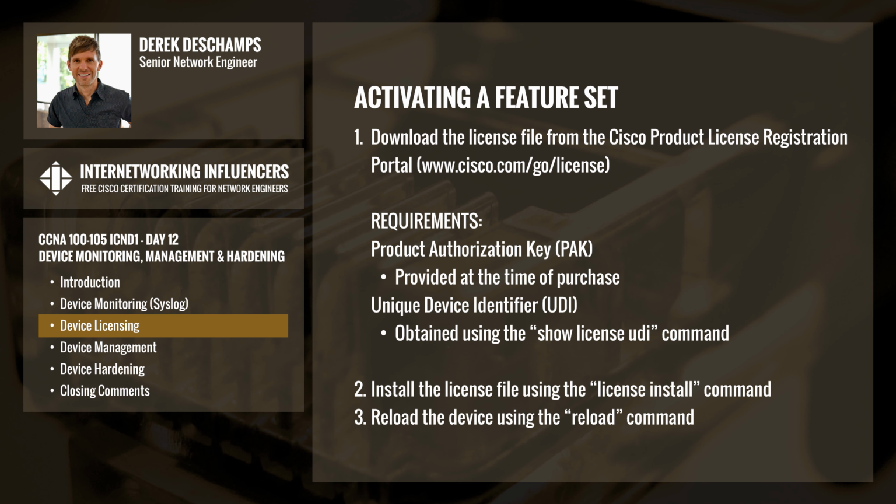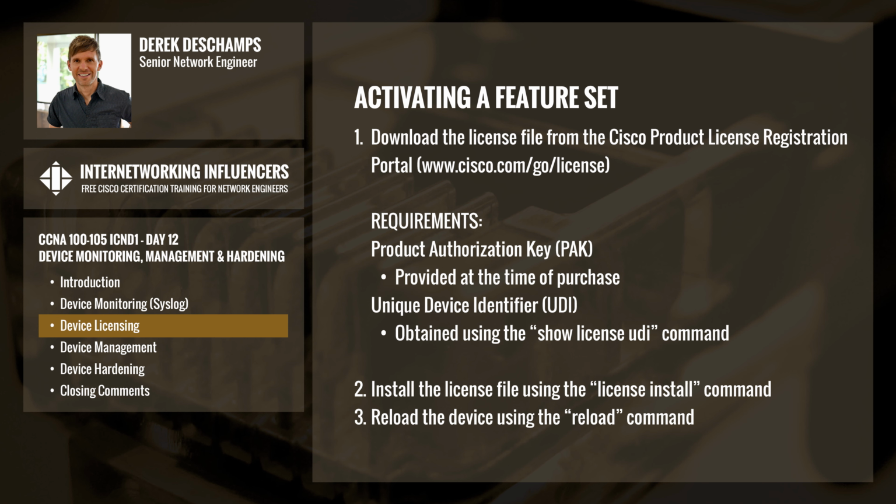The first step is to download the license file from the Cisco Product License Registration Portal, which can be found at www.cisco.com/go/license. In order to download the license file, you will need to enter a product authorization key, or PAC, which will be provided at the time of purchase.